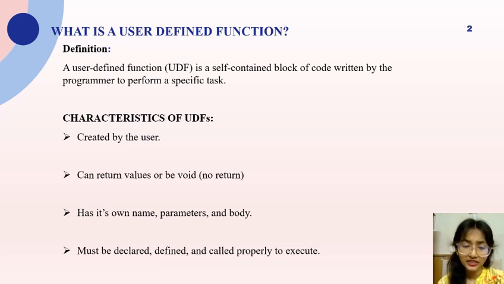Some basic characteristics of user-defined functions are that they are created by the users, and they can return a value or maybe not if we use void. Each function has its own name, parameters, and a body. Finally, every function must be declared, defined, and called properly for its proper execution.